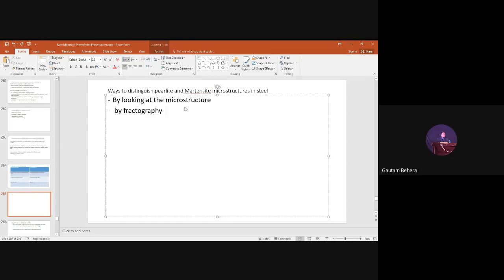By fractography analysis. Fractography means it is a study of fracture surface. Can you people tell me how many types of fracture we have in the material? How many types of fracture occur in a material? Sir, three types. Yes, what are they? Ductile, brittle, mixed. Okay, how does the fracture surface of a ductile material look?